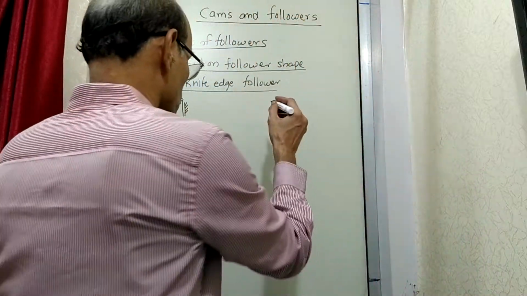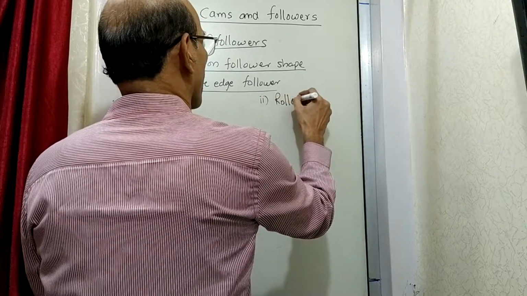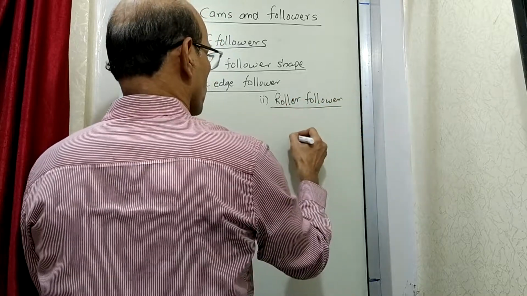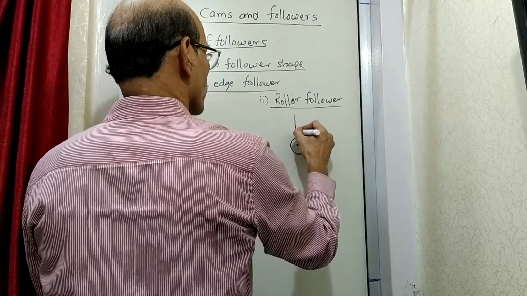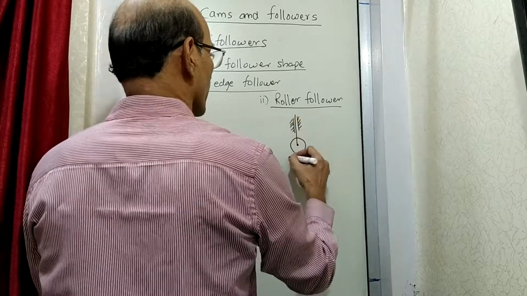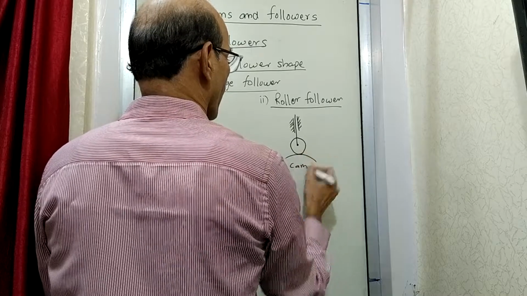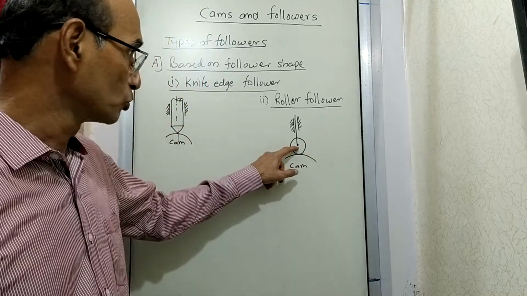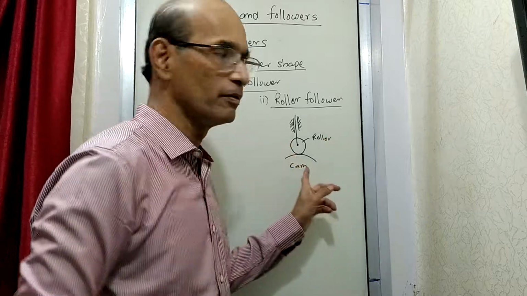The other is, I'll just show here itself, a roller follower. Roller follower. So everything is same, but then this follower, it is like this. I am just showing as a convention. And then here there is a cam surface. Now this is a roller follower. As you see here, this is a roller. Contact is made with the cam surface.